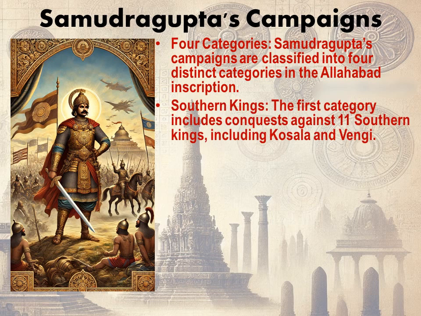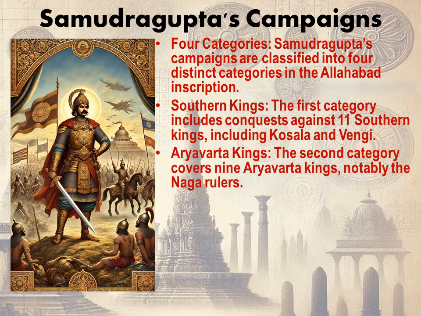The first category includes conquest against 11 southern kings, including Koshala and Vengi. So, the first category of the inscription mentions that he led a military campaign and conquered 11 southern kings, including the kingdoms of Koshala and Vengi. The second category covers nine Aryavarta kings, notably the Naga rulers. Most of them are Naga rulers.